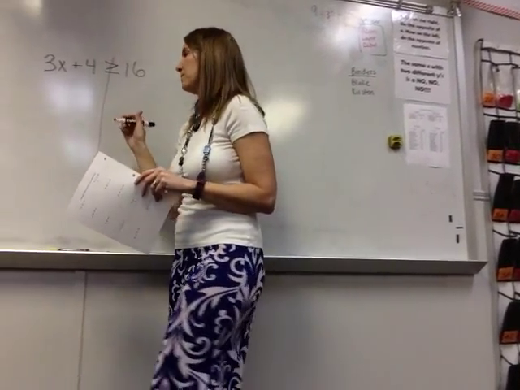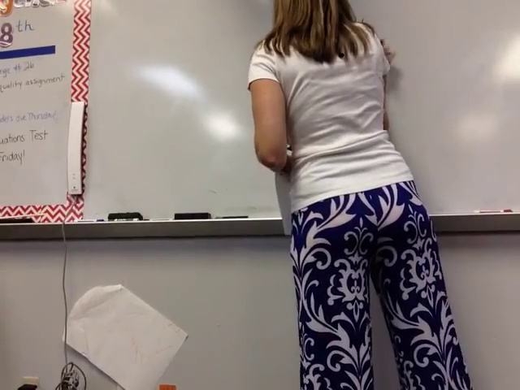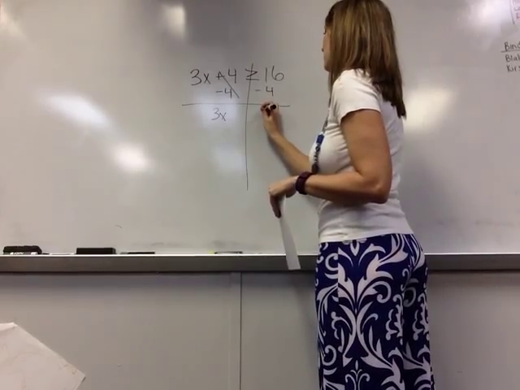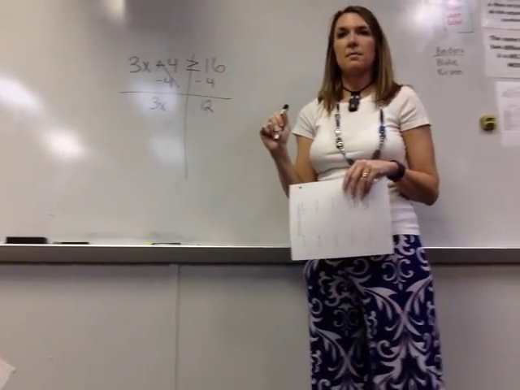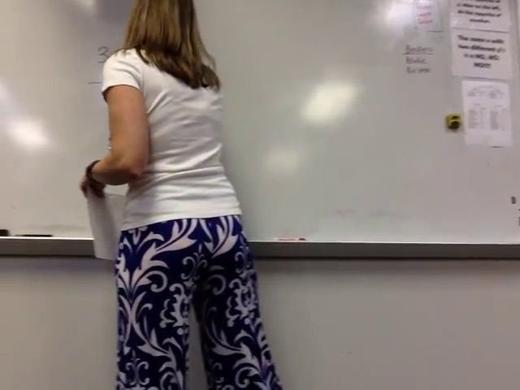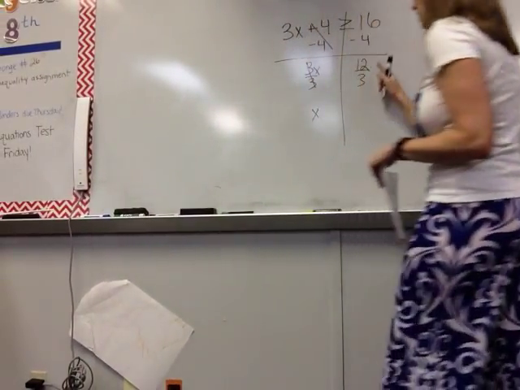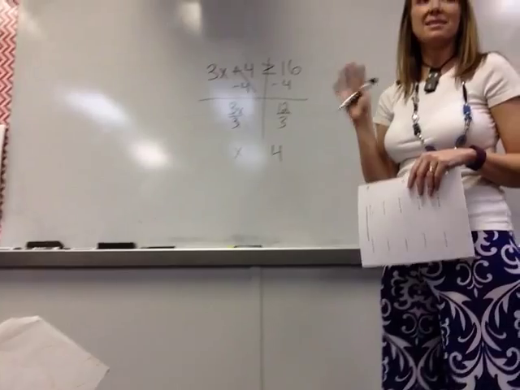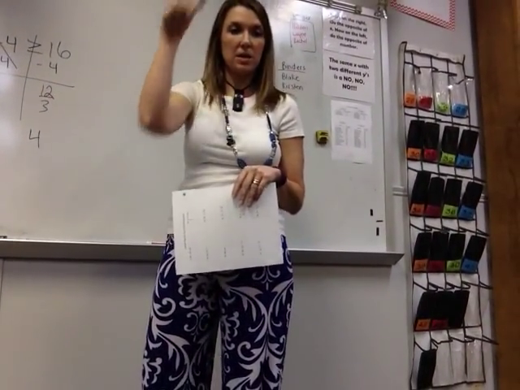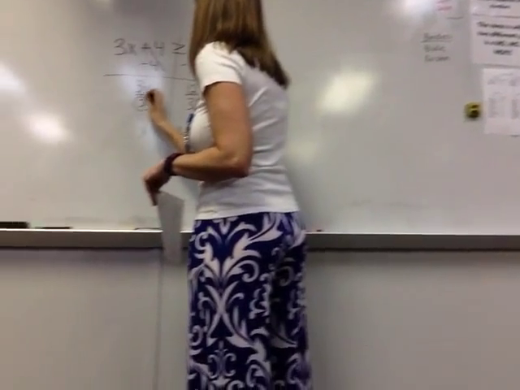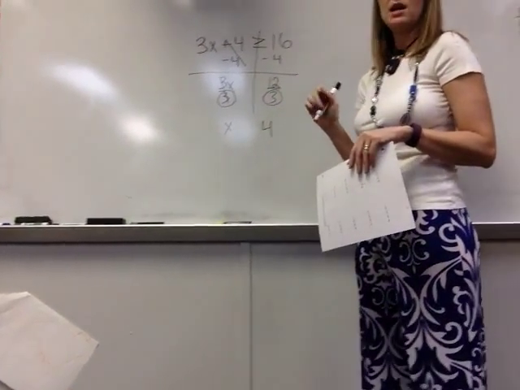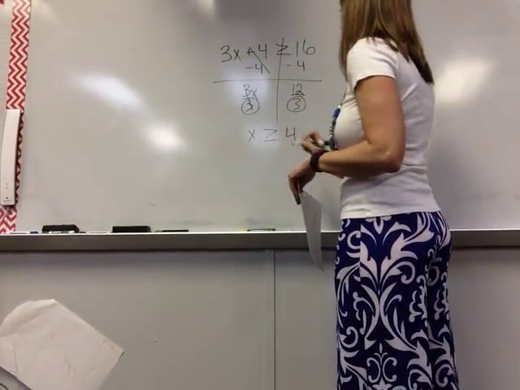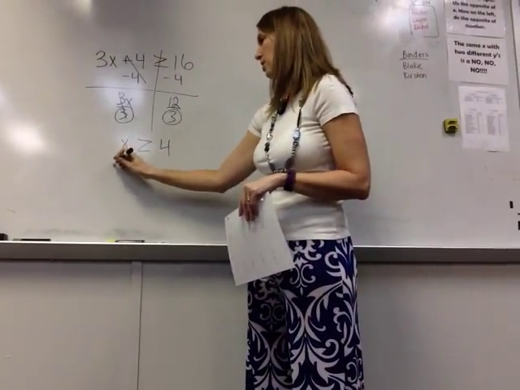So Rayleigh, get me started. -4. Good. I'm going to -4 on both sides. 16 take away 4 gets me what? 12. Good. Maddie B, what's next? Divide by 3. Good. So divide both sides by 3. What's 12 divided by 3, Lexi? 4. Now, I want you to look at my last step, the multiplying or dividing step. That's when we put the big star by, that's the most important. Did I multiply or divide both sides by a positive or a negative? Positive. If you multiply or divide by a positive, you keep this sign facing the exact same direction. So it's going to be x is greater than or equal to 4.